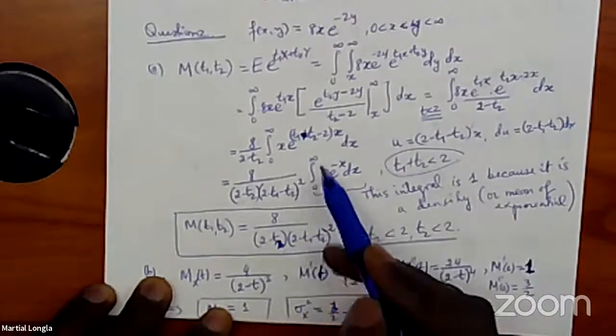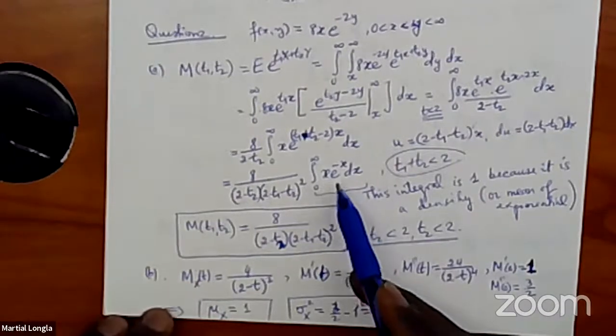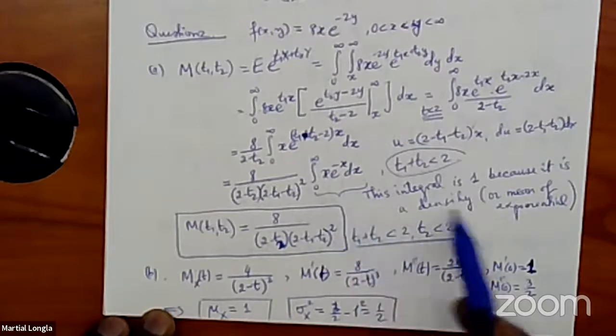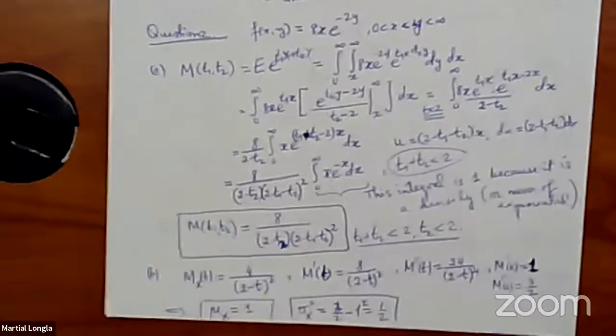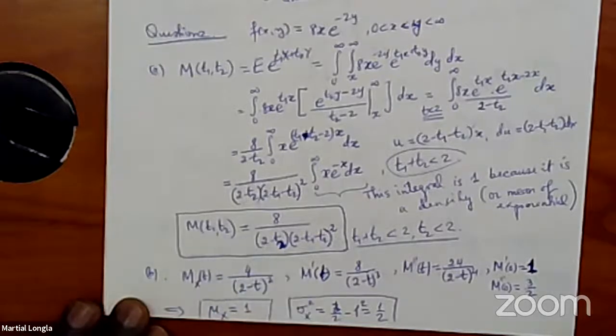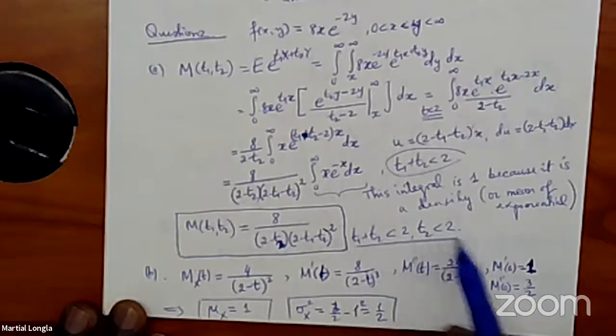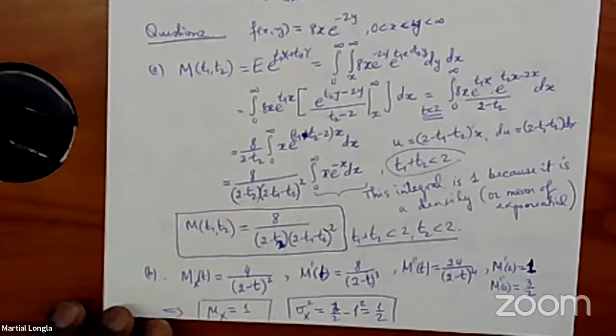And when they pop out, you see this integral now has no t in it. In fact, I don't even need to compute that integral because this is a distribution, so the integral is equal to 1, because the integral of a distribution is 1. Therefore, the moment generating function is equal to that under the condition that t1 plus t2 is less than 2 and t2 is less than 2.